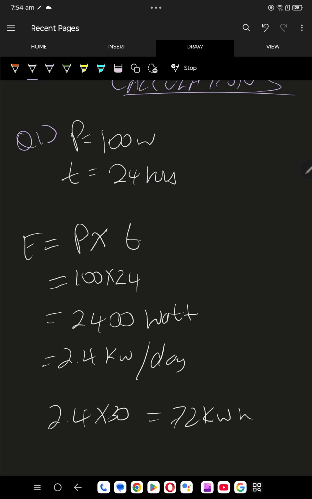That's the final answer. Basically, your final answer will be in kWh. kWh is the same as units, right? That many units are consumed. Remember, kWh is equal to units. The unit is watt hour, or kilowatt hour, not watts or kilowatts only, you have to consider. Okay, next question.